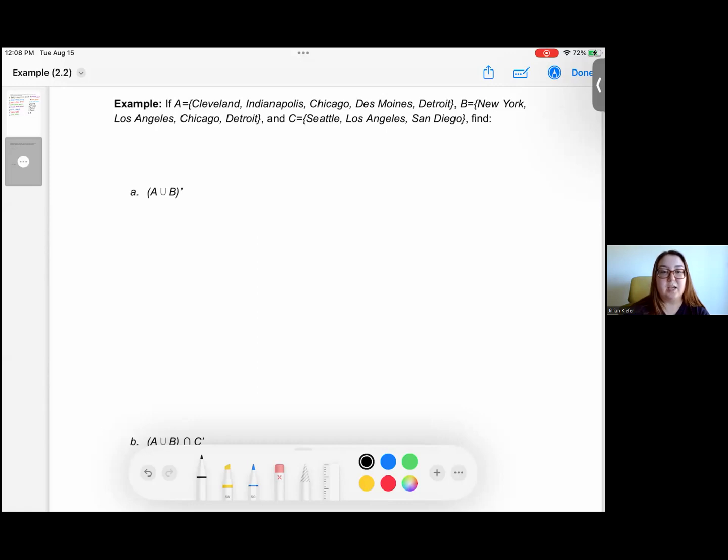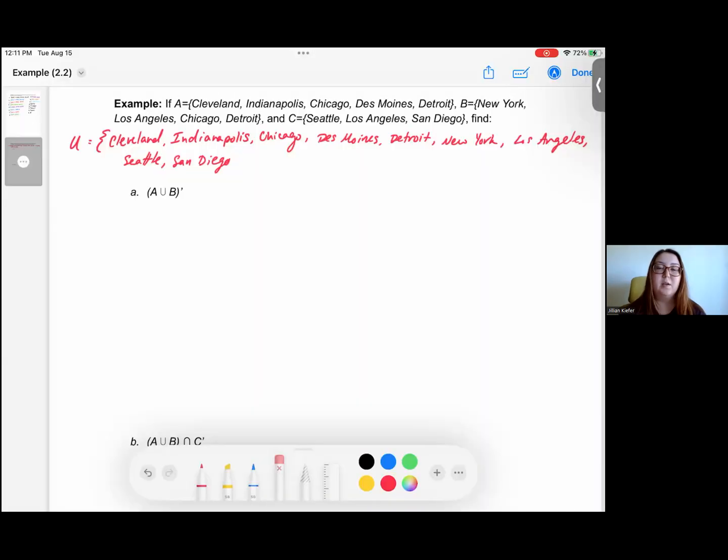We have 3 sets. Now, we said before, we're going to start using complement. Whenever you use complement, you need to know what your universal set is going to be. In this case, we have sets A, B, and C, and we don't necessarily have a universal set. They're all cities, so my universal set could be all of the cities. If we use all of them, our universal set will be Cleveland, Indianapolis, Chicago, Des Moines, Detroit, New York, Los Angeles, Seattle, and San Diego. Those are contained in sets A, B, and C.